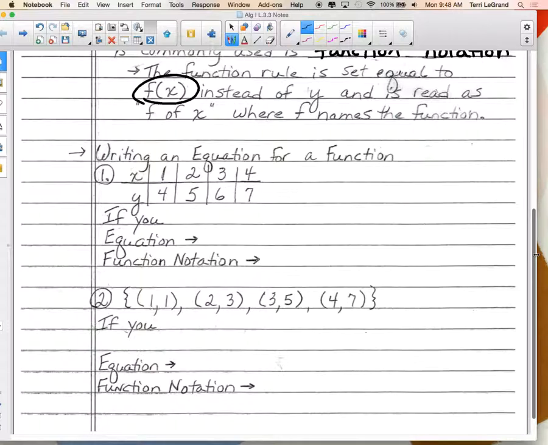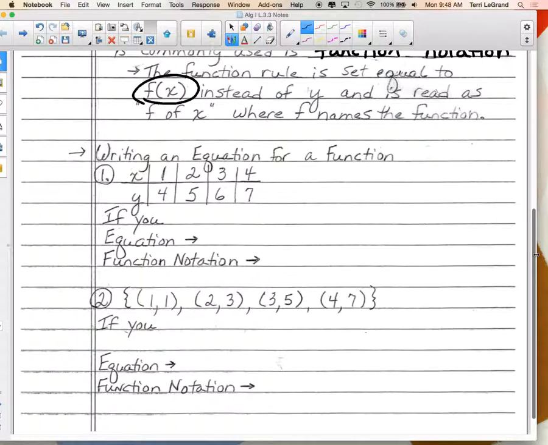So we're going to look at that table and say, what's happening, what relationship is there between the x's and the y's? To get from, when x is 1, remember that's the input, to y is 4. To get from x is 2 to y is 5. To get from x is 3 to y is 6. To get from x is 4 to y is 7. What's actually happening here? Andrew? Yeah, added 3. Added 3 to what?